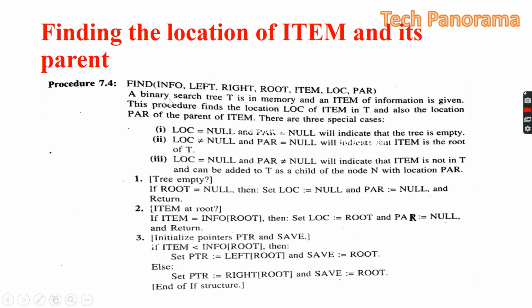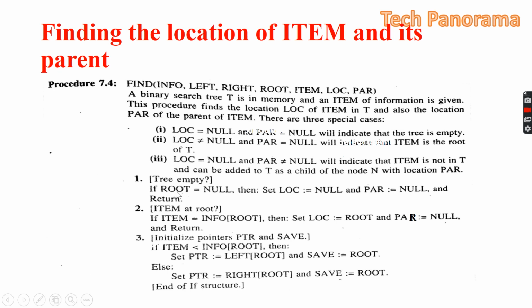If the tree is empty, the location of the item will be null and its parent will be null. If the item is at the root, then location will not equal null and the parent will equal null. The next case is where the item is not in the tree, then the location will equal null and the parent will not equal null, as we have already processed the whole tree.